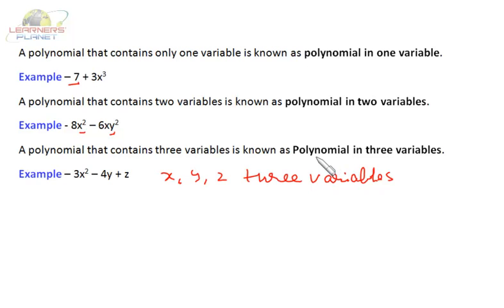So we call it a polynomial in three variables. Here there are two terms, here there are two terms, here there are three terms. But this is a polynomial in one variable since only one variable x is there. Here there are two variables x and y. Here there are three variables x, y and z.